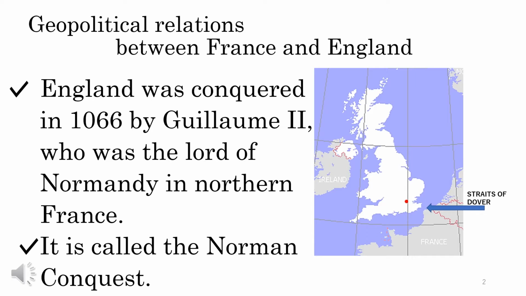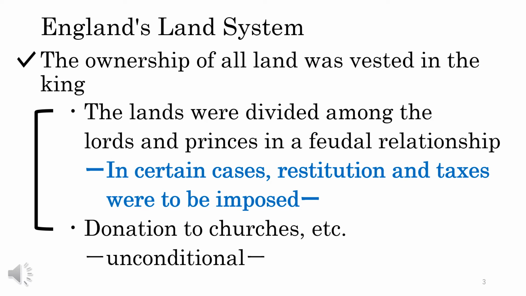Since geopolitical relations, England, now Britain, was conquered in 1066 by William II, who was the Lord of Normandy in northern France. It is called the Norman Conquest. In order to establish royal authority, the ownership of all land was to be vested in the king, and the land was to be divided among the lords and princes in a feudal relationship, and in certain cases, restitution and taxes were to be imposed on the feudal land.